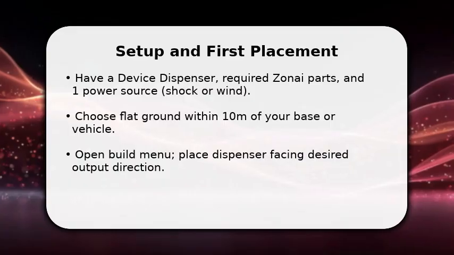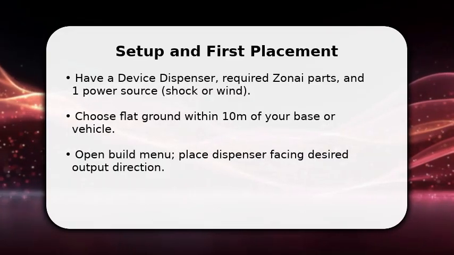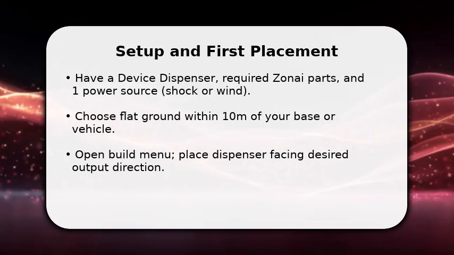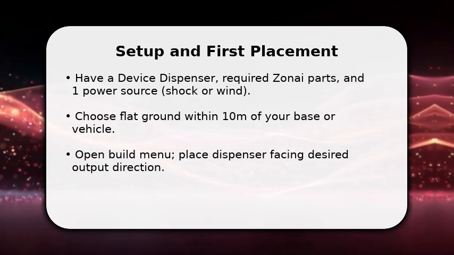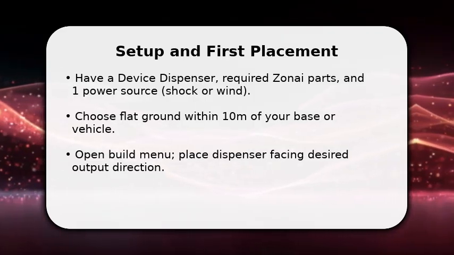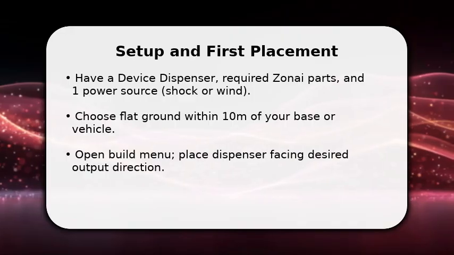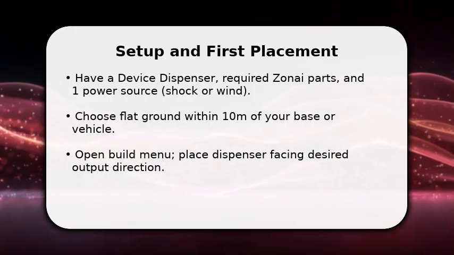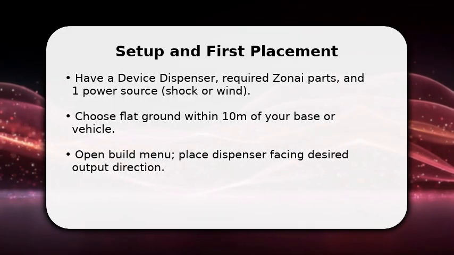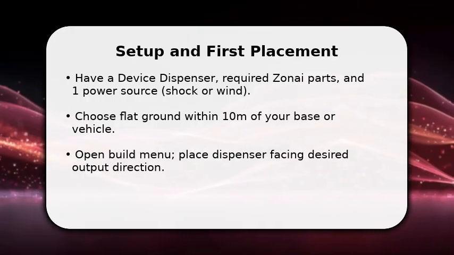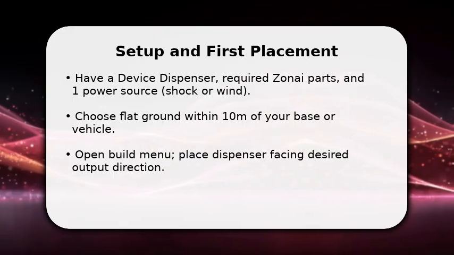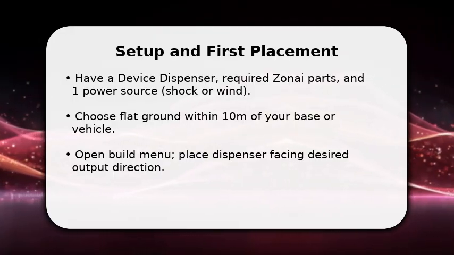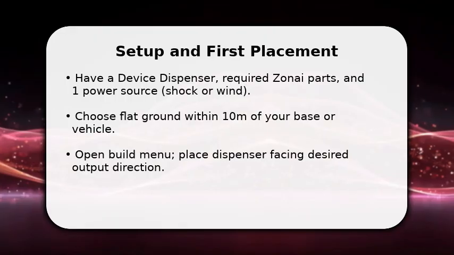Enjoy the video. You begin by securing the essentials: the device dispenser, the Zonai parts you want it to output, and a single power source. Place the dispenser on flat ground close to your base or vehicle so wiring stays short. Once placed, rotate it so the output faces where you need the item to appear. Make sure you have inventory space, otherwise items will drop and despawn. This first placement gets the dispenser ready to receive materials and accept configuration.